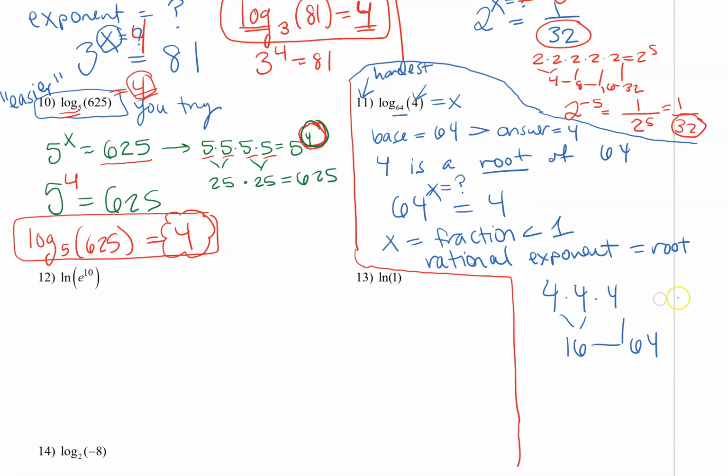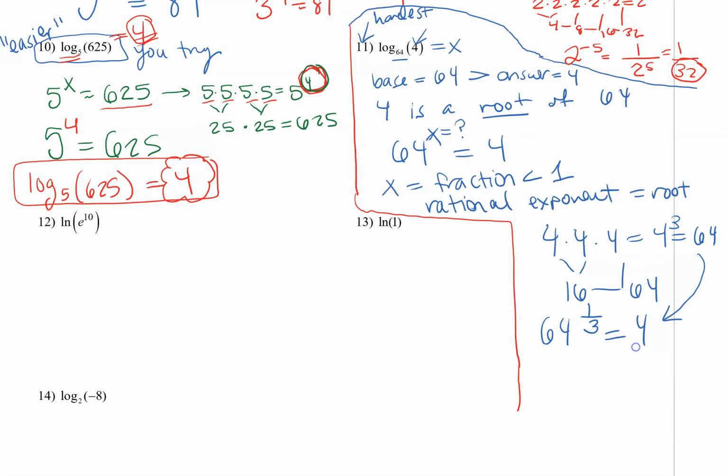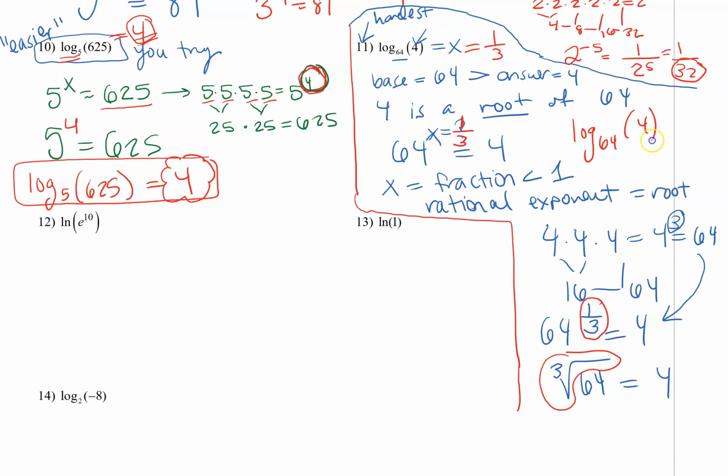So 4 to the third power is equal to 64, and that implies that 64 to the power of 1/3 is equal to 4, right? The cube root of 64 is 4 because 4 to the third power is 64. So that's what my exponent needs to be. It needs to be a 1/3 power because a 1/3 power represents a third root. So my answer here is 1/3. So the log base 64 of 4 is equal to that exponent of 1/3.